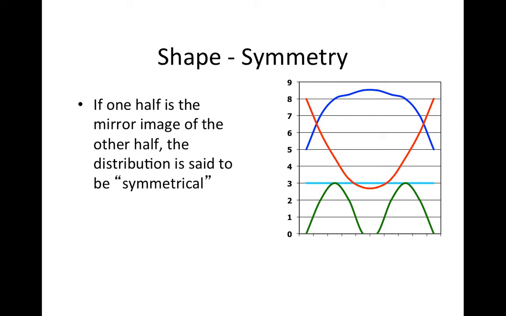Symmetry refers to the fact that one half of the distribution looks like a mirror image of the other half. If that is true, we call the distribution symmetrical. So this red distribution, for example, if we divided it in half along a vertical axis, if we drew a vertical line, and this half is the mirror image of this half, we call that distribution symmetrical. The blue distribution is symmetrical. The light blue distribution is symmetrical. This green distribution is symmetrical. That's one of the ways that we describe distributions. We call them symmetrical or asymmetrical.